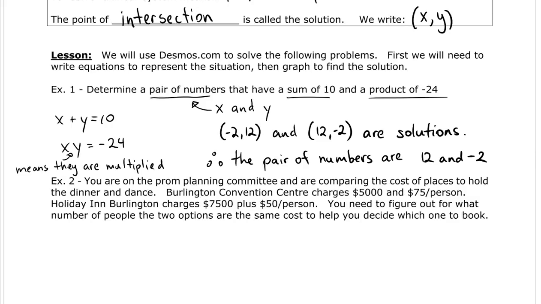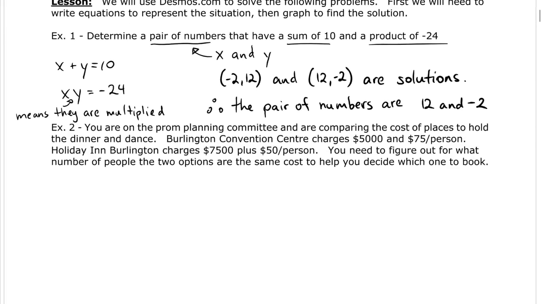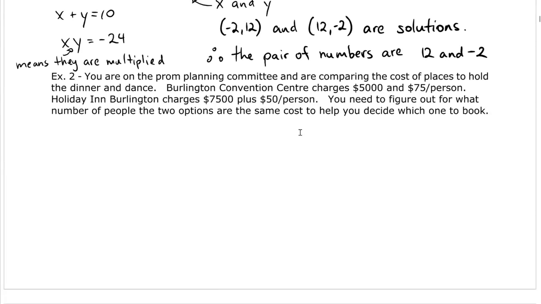Okay, let's look at another example. Example 2. You are on the prom planning committee and are comparing the cost of places to hold the dinner and dance. Burlington Convention Center charges $5,000 and $75 per person. Holiday Inn Burlington charges $7,500 plus $50 per person. You need to figure out for what number of people the two options are the same cost to help you decide which one to book. So here we are looking for the point of intersection.